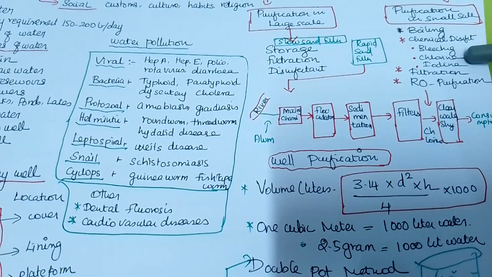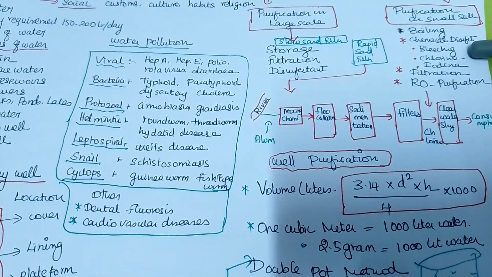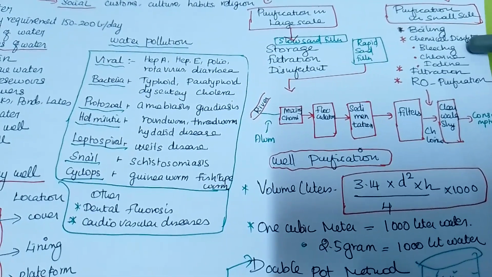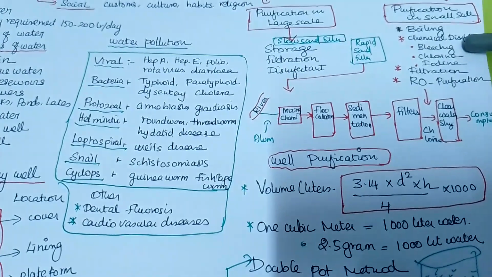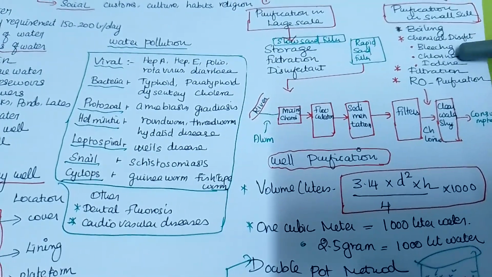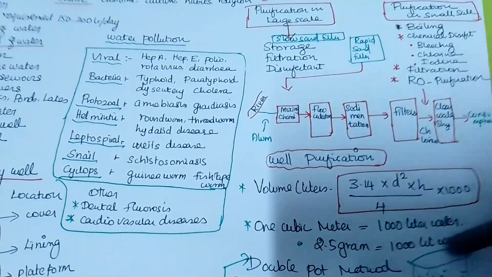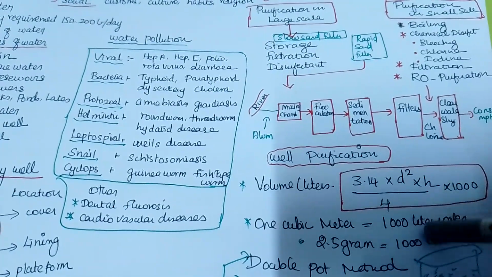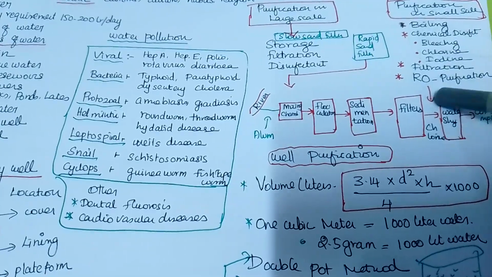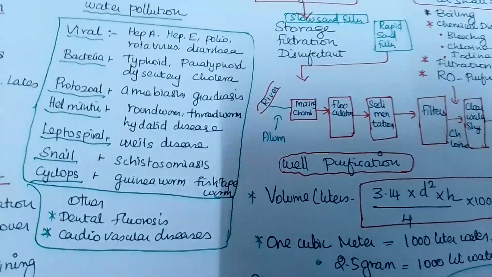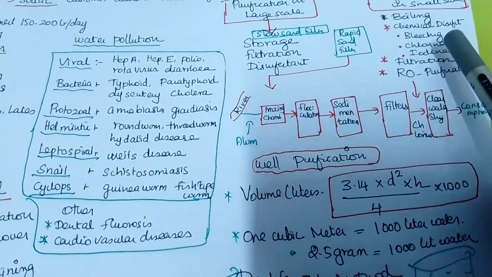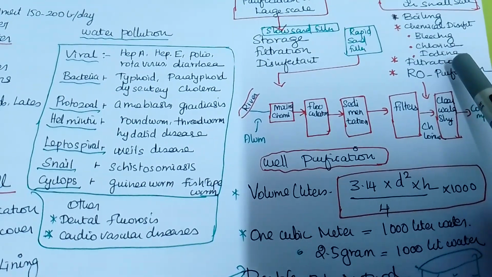Also, you can use chemical disinfectants. What can you use as chemicals? Bleaching powder, chlorine, iodine. These bleaching powders, chlorine, and iodine are available in tablet form. I will tell you later how to measure them and how to put these powders. All these things help to kill the microorganisms in the water, right?